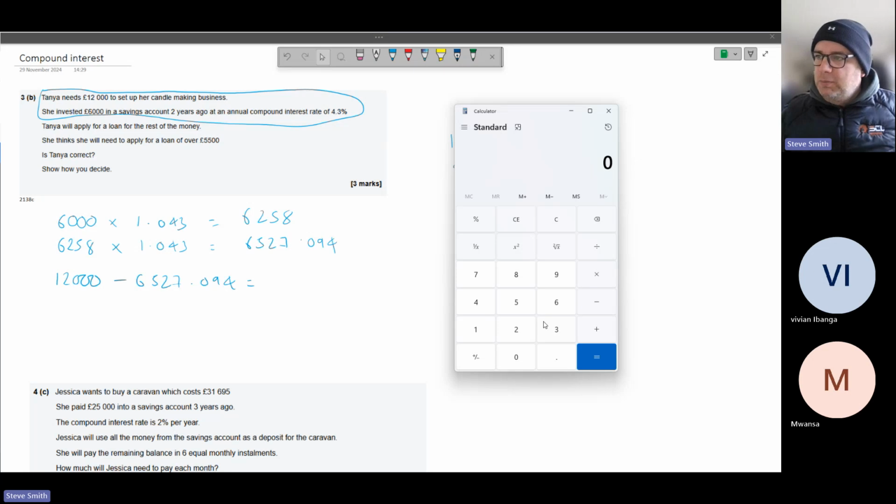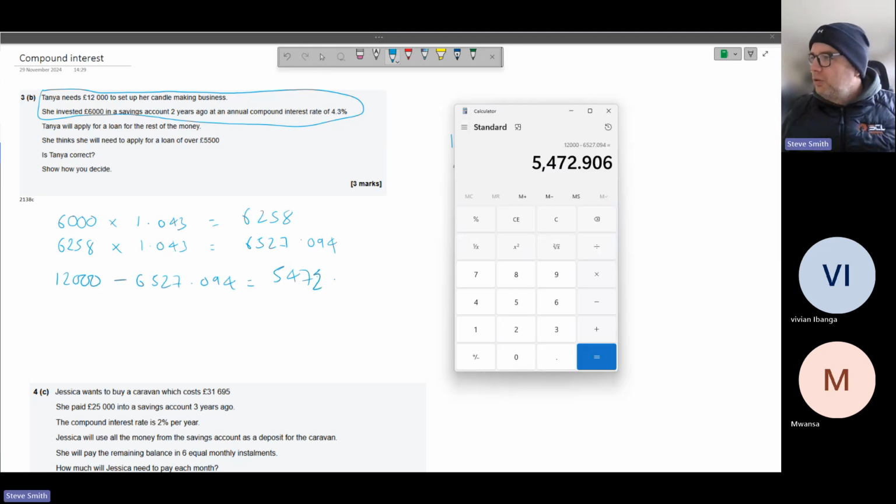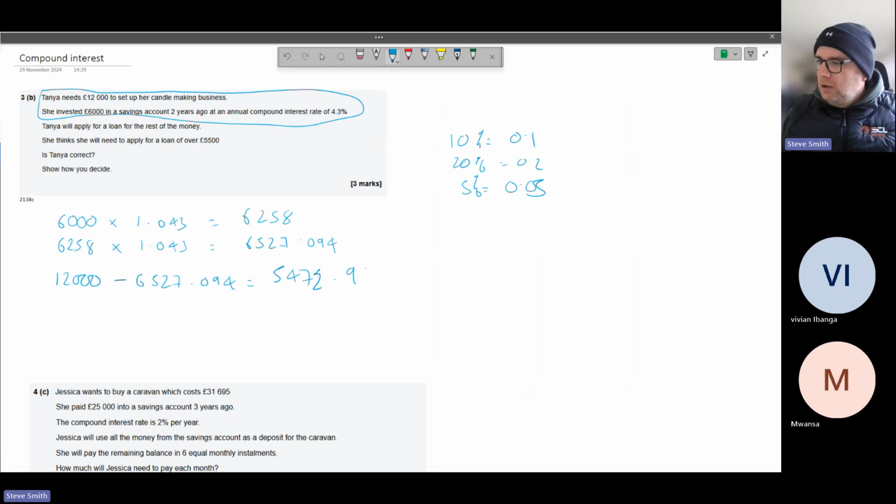She thinks she's applying for a loan of over £5,500. So we've got 12,000, which is what we need, minus what we've made in our bank account. 094 equals 5,472.90. I'm just going to change that, it went off the edge of my pad.